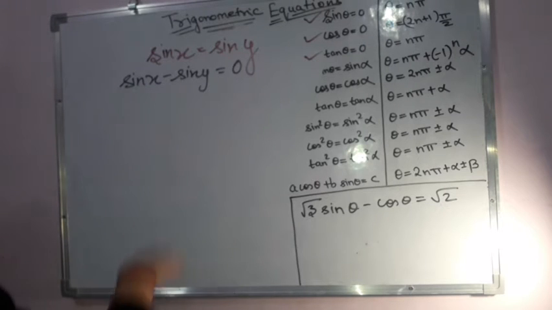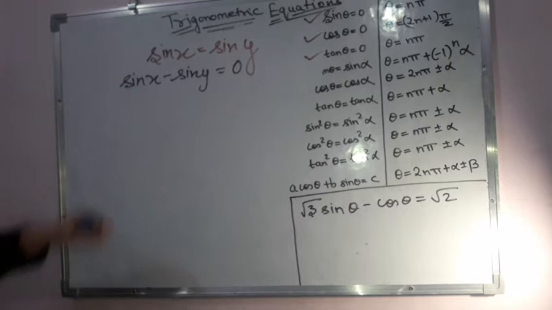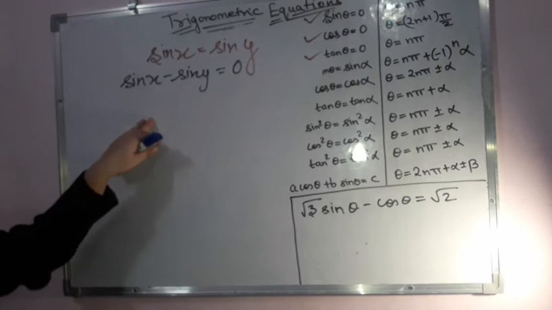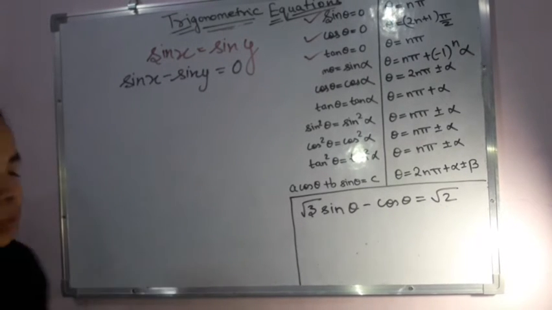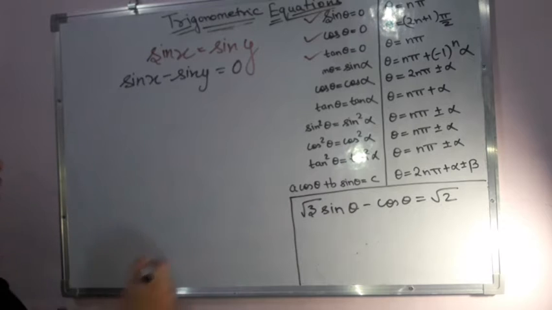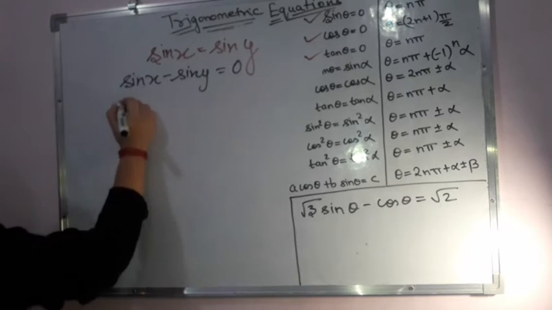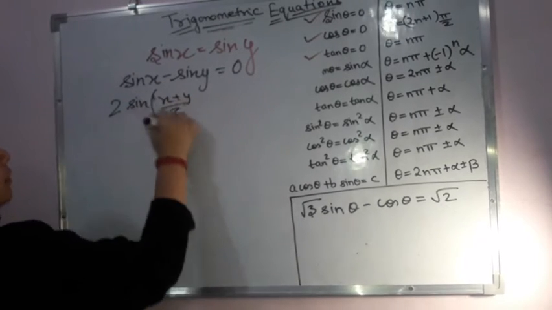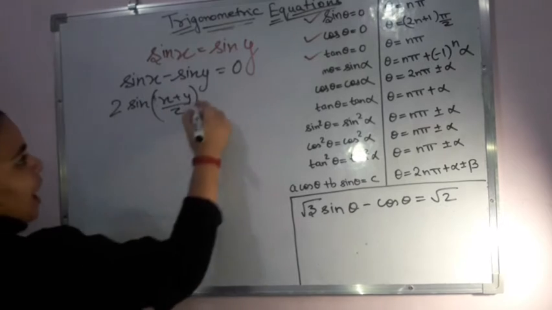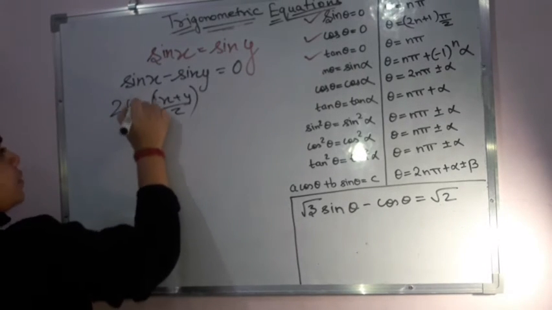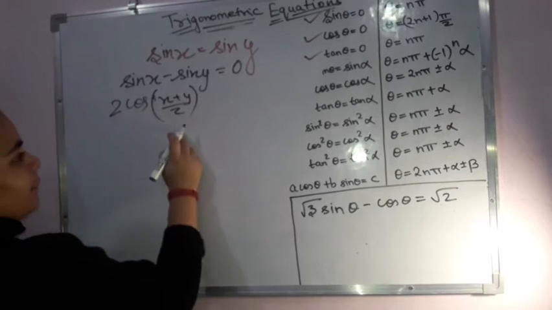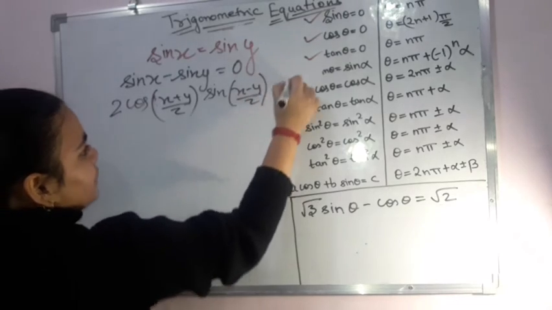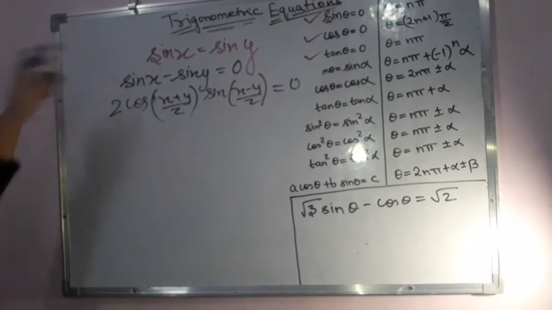Now when I have sin x minus sin y is equal to 0, I know that the formula for sin a minus sin b is 2 times cos of (a plus b) by 2 times sin of (a minus b) by 2, from the previous videos on compound and multiple angles. Please watch them. So it is 2 times cos of (x plus y) by 2, and sin of (x minus y) by 2, and this is equal to 0. This is from the formula that we are getting.